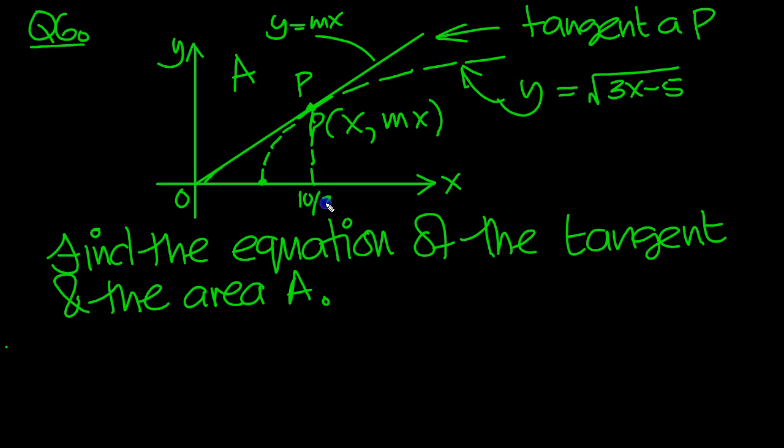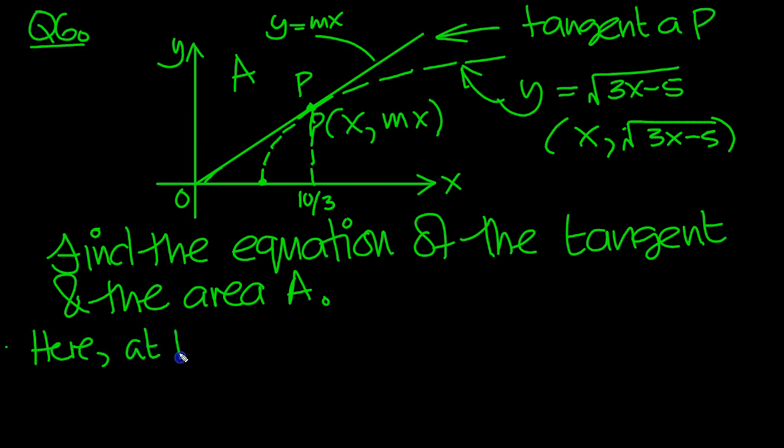Okay, I need to show that x value is 10/3. And this point here is, I've drawn it because it's a line y equals mx. I've put the point P as x and mx is the y coordinate. So the y coordinate at P is also the square root of 3x minus 5, isn't it? So these y values must equal one another here at P. What do we get then? We get mx, that y value from the straight line, is equal to the square root of 3x minus 5.